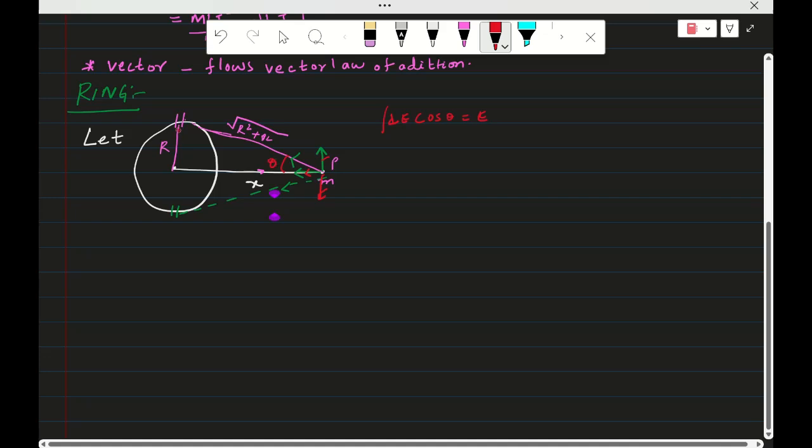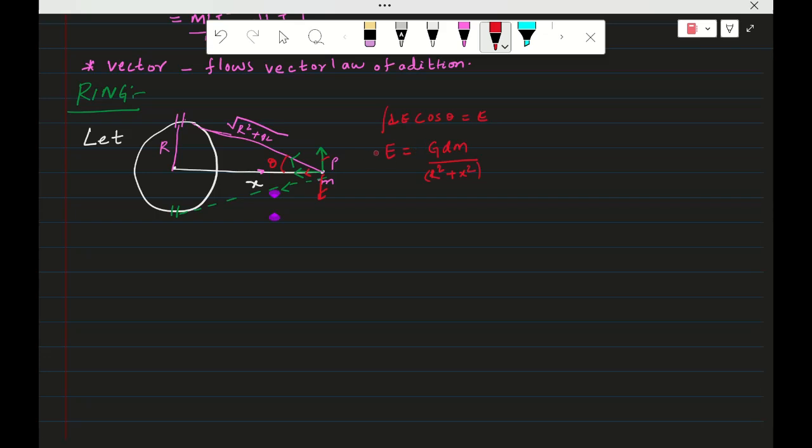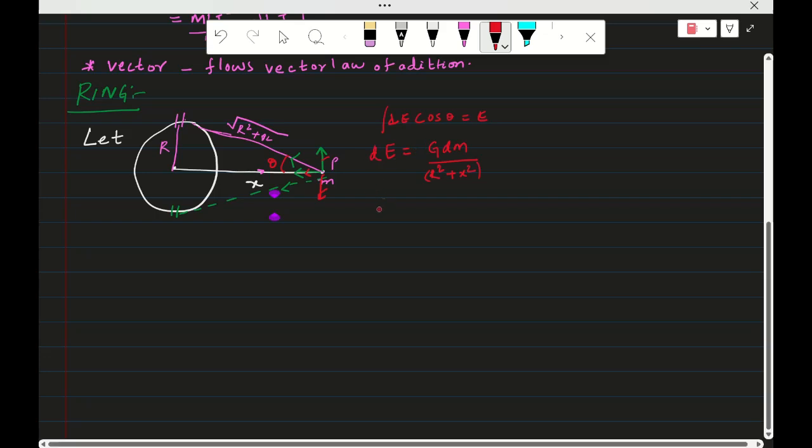So now dm mass. E at this point, unit mass due to the small element, is equal to G into dm by r square plus x square. Actually, root whole square means only this will come. So this is dE. Then dE cos theta is equal to G dm by r square plus x square into cos theta.